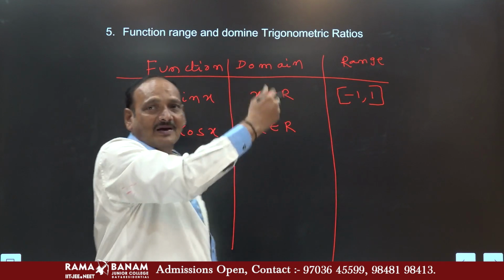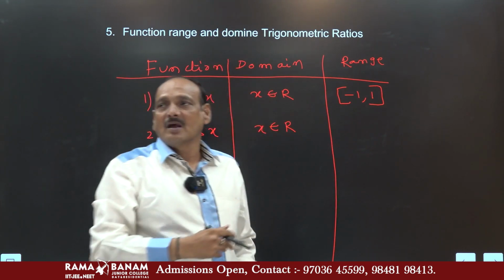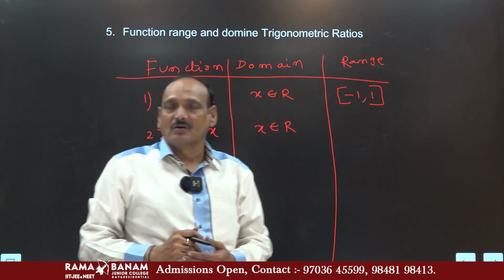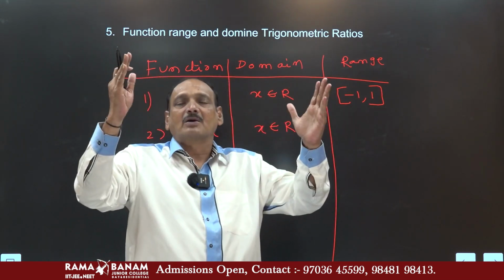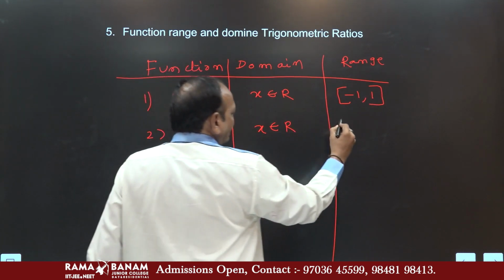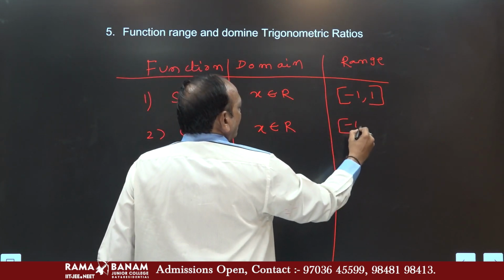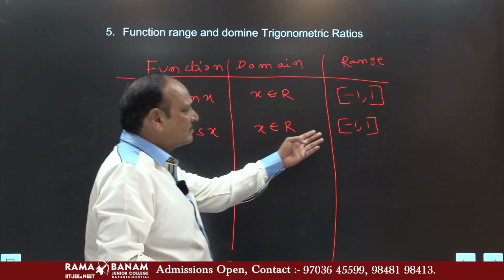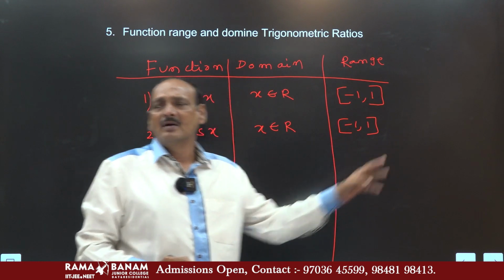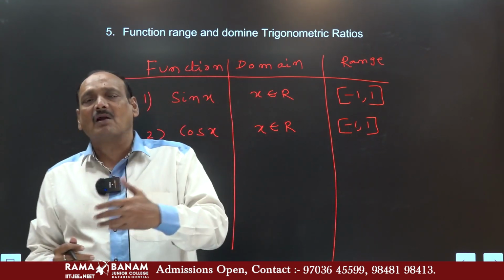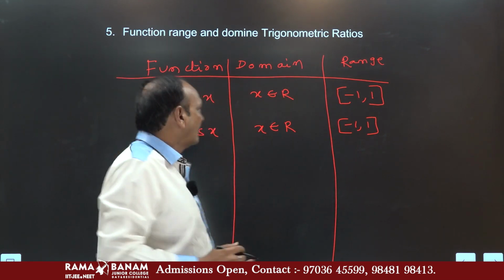What we observed in the graphs I showed is that the minimum value of sin x is -1 and the maximum value is 1, which lies in the closed interval [-1, 1]. Similarly, for cos x, the closed interval is [-1, 1], that means the minimum is -1 and the maximum is 1. The values of cos x and sin x lie in the closed interval [-1, 1].